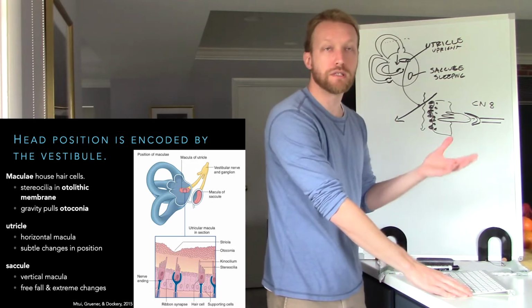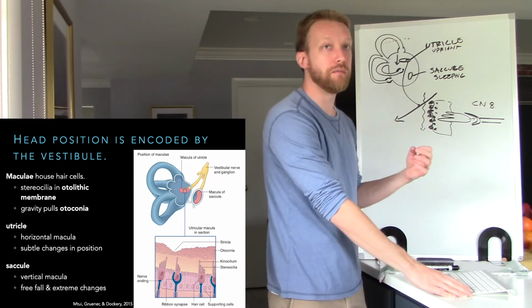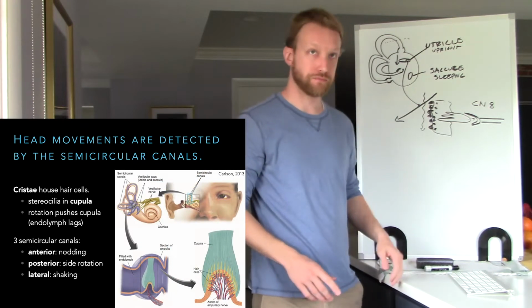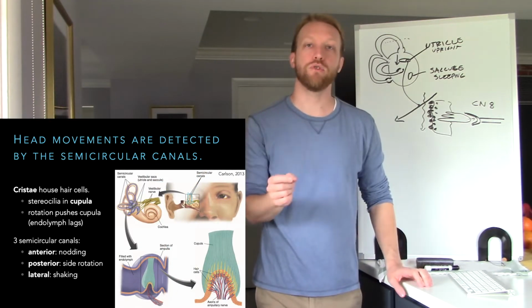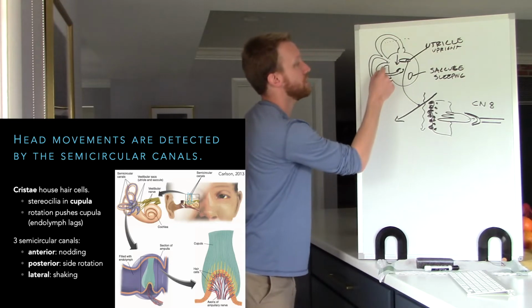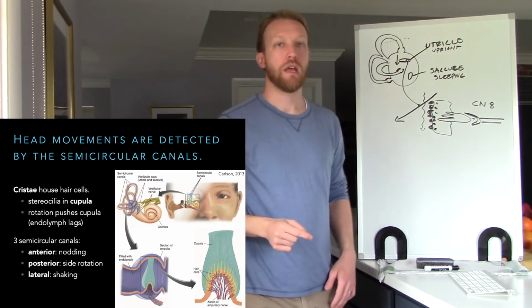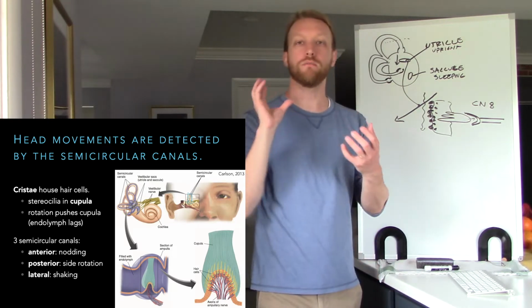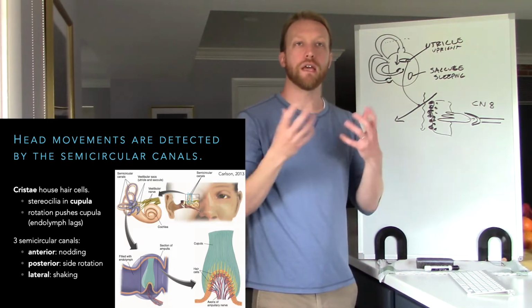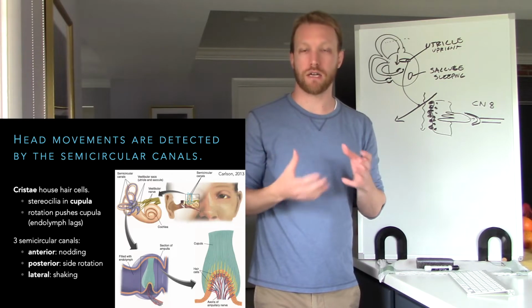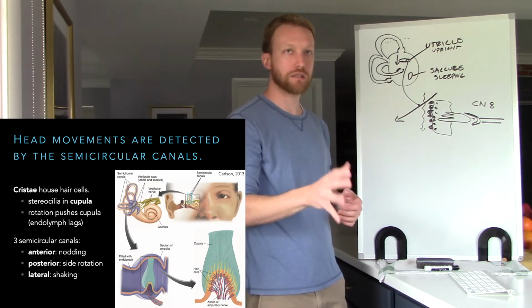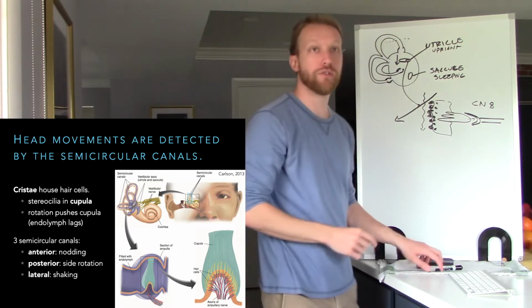The saccule does the exact same thing. It's just going to be oriented to different angles. Now the head movement is going to be picked up out here in the semicircular canals. As we move our head, we're going to essentially move the canal, and the endolymph inside it is going to kind of stay still. It's going to drag a bit. And that's going to push on a specialized little structure in these swellings called the cupula.